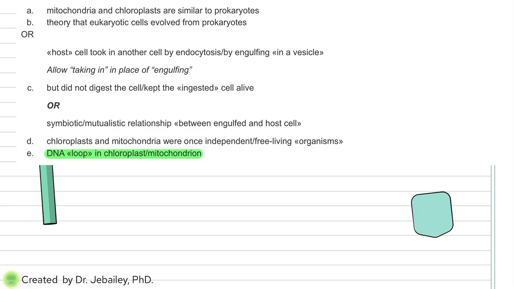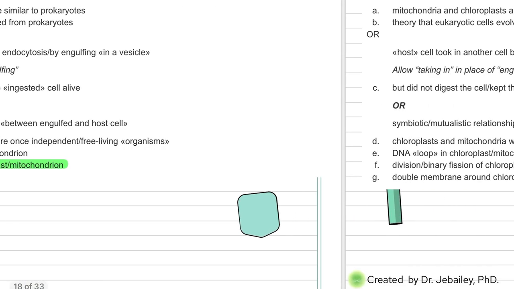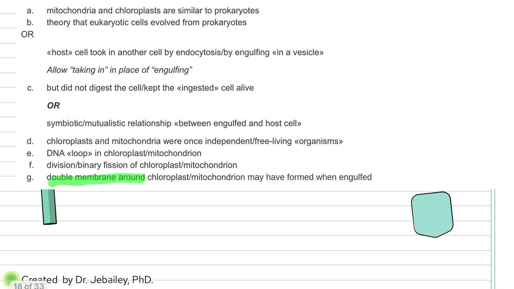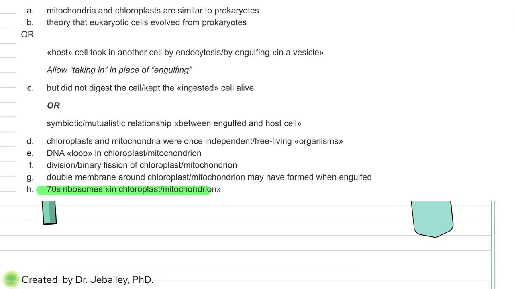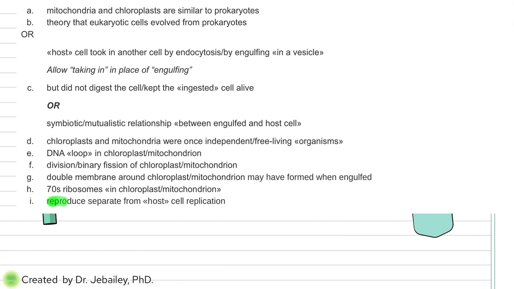DNA, they both have DNA. They both do division, binary fission. They both have the double membrane, right? Which is just like with bacteria. They also have the 70S ribosome, just like the bacteria. They both reproduce separately from the host cell replication. Again, see, the mitochondria and the chloroplast, they can do replication. That means they can make a copy of themselves, and they don't need to wait for the nucleus to help them because they have their own DNA.